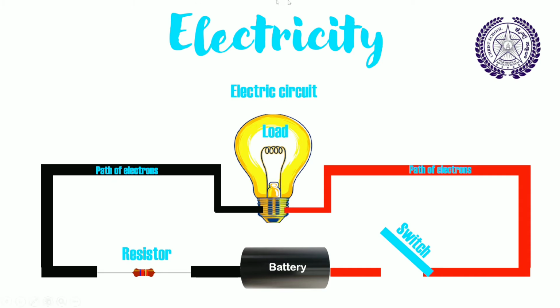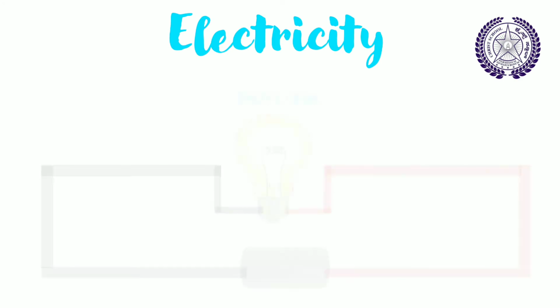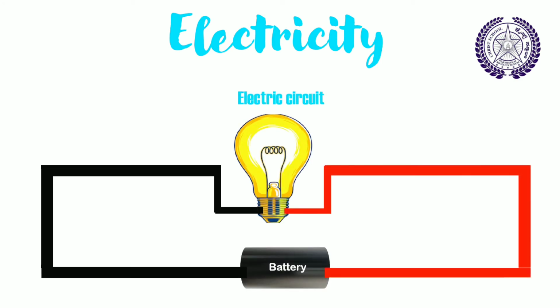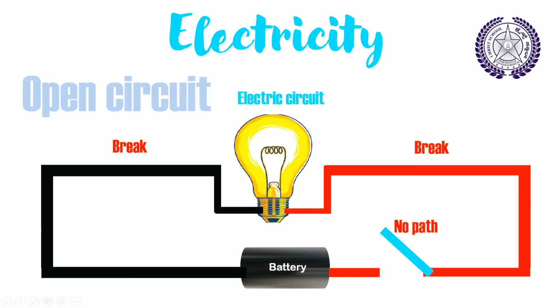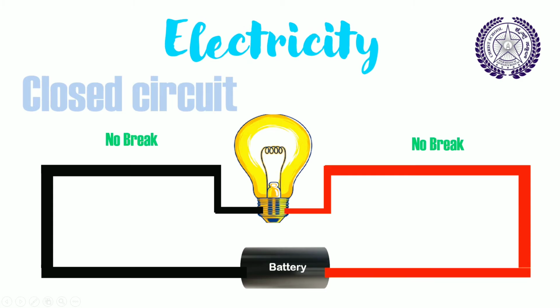Consider a bulb connected to a power source with a wire. The bulb glows if the path from the power source to the bulb is continuous. That is, it does not have a break in the circuit. If there is a break, the bulb would not glow because the electrons have no path to travel. When the circuit is broken, it is referred to as an open circuit. When the circuit is complete, it is called a closed circuit.